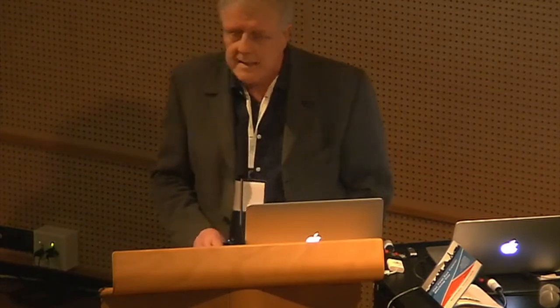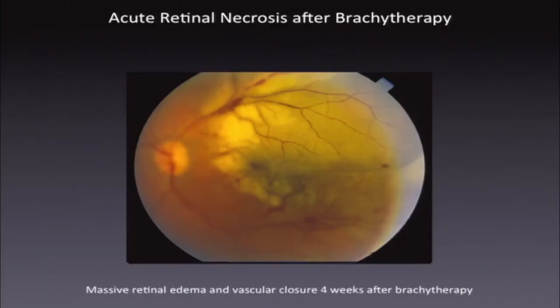This is a patient who has a flat choroidal melanoma, which was treated with plaque. Several weeks after radiation, what you see is a massive retinal edema as a consequence of radiation. But this is not radiation retinopathy, but this is an acute retinal necrosis because of the high dose delivered to the retina. That has to be differentiated from chronic retinopathy.